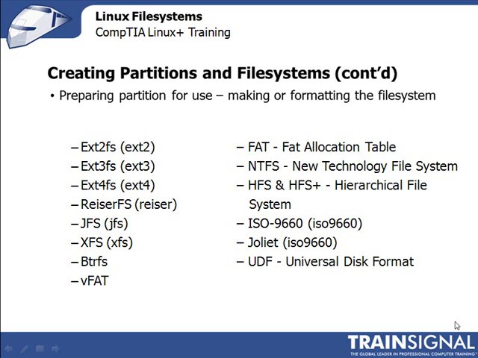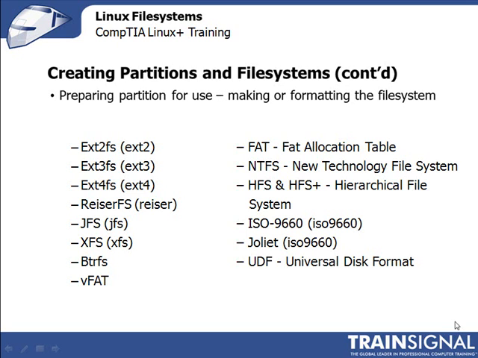ext3fs, or ext3, is simply ext2 with journaling added. This allows for quicker recovery from system crashes. ext4fs, or ext4, is used mostly with newer Linux releases, and particularly systems with very large disks or files also use this file system. ReiserFS, also known as Reiser, is a journaling file system, and it's good for systems with large amounts of small files.